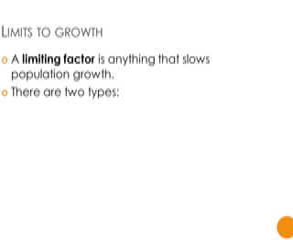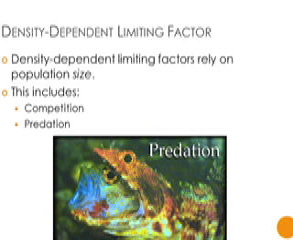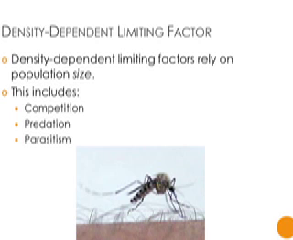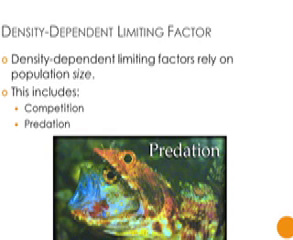It doesn't matter how many people live in a country. It doesn't affect whether or not a hurricane's going to hit. But let's go back to density-dependent limiting factors. They rely, like I said, on population size, and they can include things like competition, predation, parasitism, and disease. Competition occurs when organisms are using the same ecological resource at the same time, like when trees are competing for light in the rainforest.